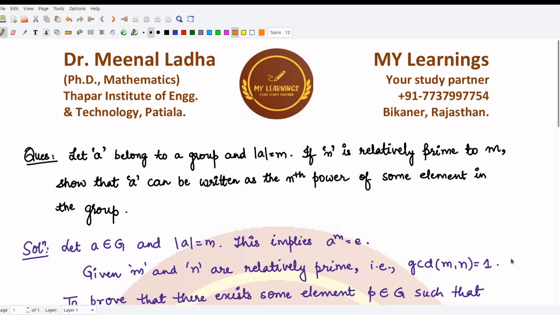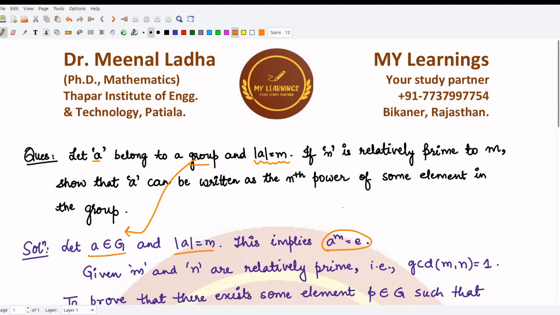In this video we are going to solve this question which states that if A is some element of a group, and we consider the order of A as equal to m. We consider the group to be represented by this capital G. If A is this element present in G and its order is m, that means we can write A raised to power m is equal to E, where m is the smallest positive integer of such kind.